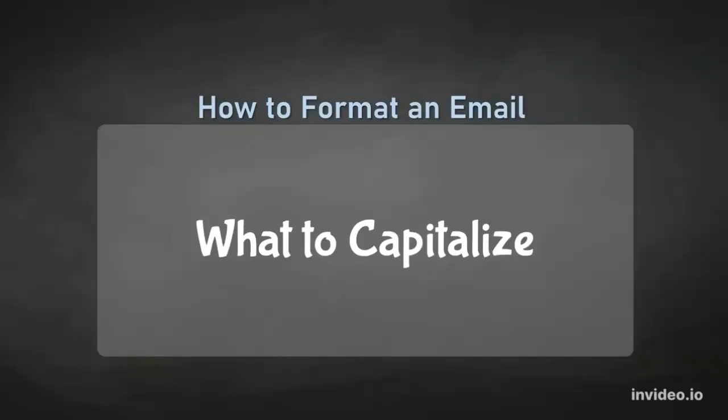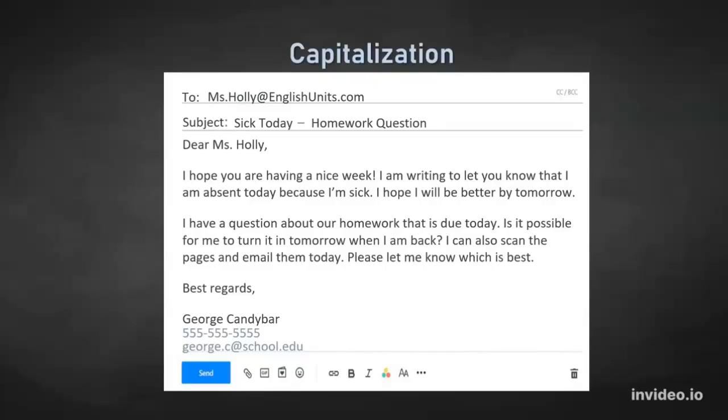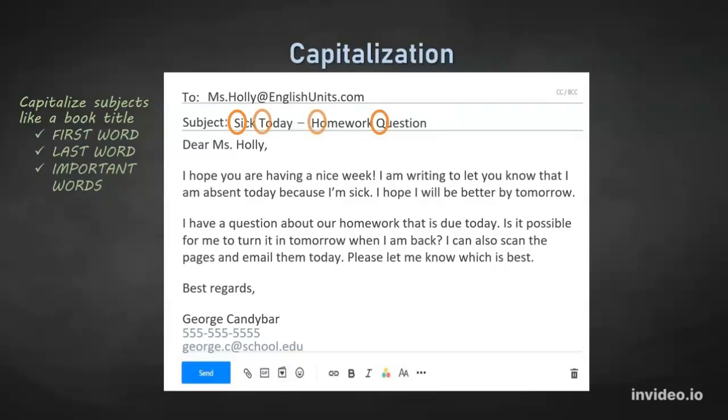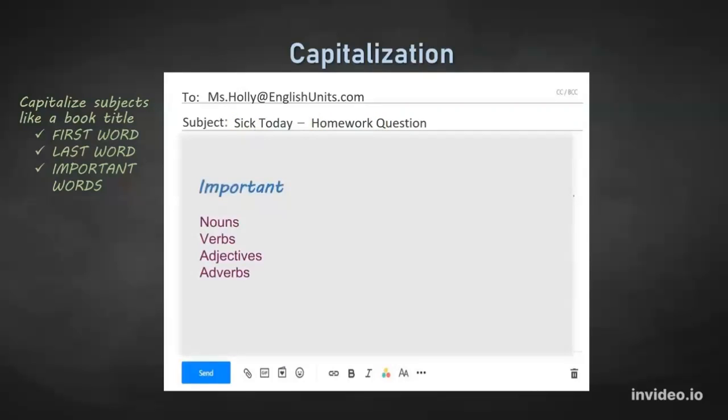Let's now talk about what to capitalize in your email. First, let's talk about what to capitalize in your subject. We capitalize subjects like we capitalize a book title. But what do we capitalize in book titles? We capitalize the first word, the last word, and important words. How do we know if a word in a title or an email subject line is important? Nouns, verbs, adjectives, and adverbs are important words in a title and should be capitalized.